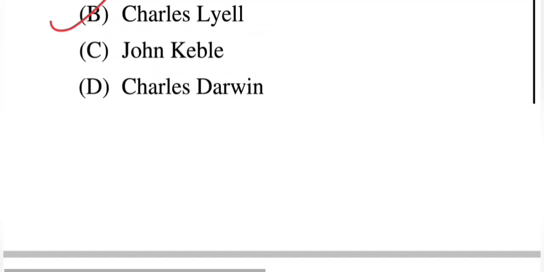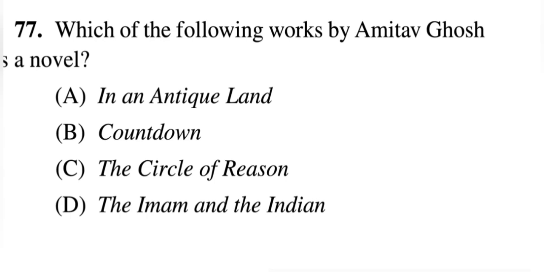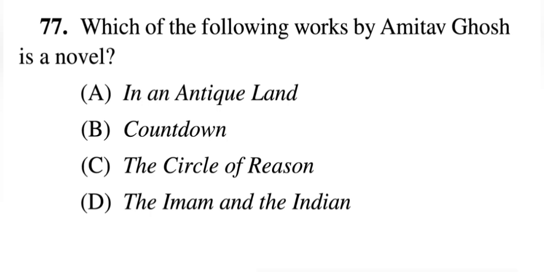Our next question is, which of the following works by Amitav Ghosh is a novel? Amitav Ghosh, you must have read his famous work called The Shadow Lines. Now we have to find out which of the following works by Amitav Ghosh is a novel. In an Antique Land, Countdown, The Circle of Reason, The Imam and the Indian. Correct answer is C, The Circle of Reason. This is a novel written by him.